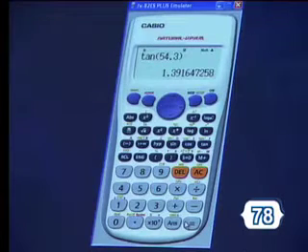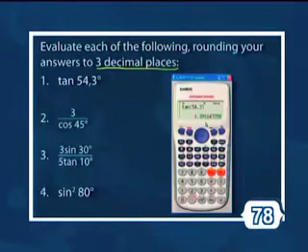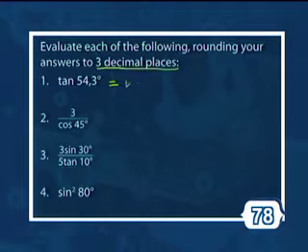1,392 to the 3rd decimal place. So tan of 54,3 will be 1,392, correct to 3 decimal places. And as you can see, guys, you can literally write down the question exactly as it is given to you in your question. Write it exactly like that in your calculator, and you will be able to get your answers.